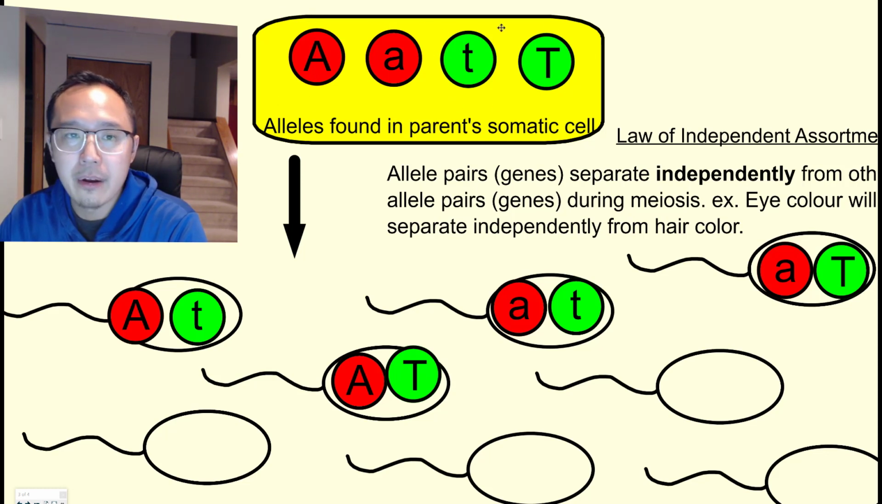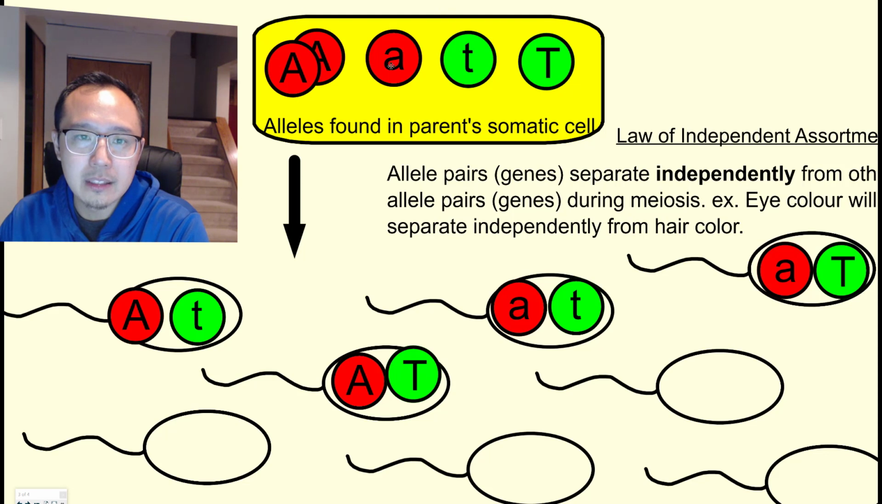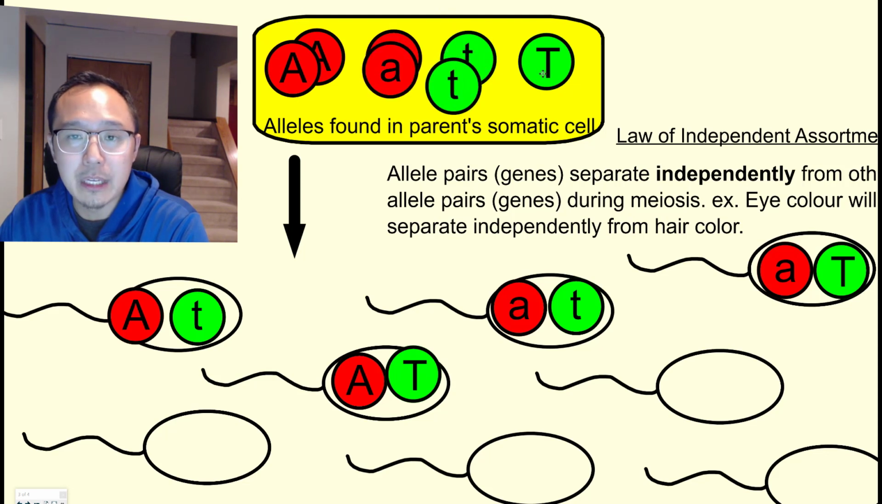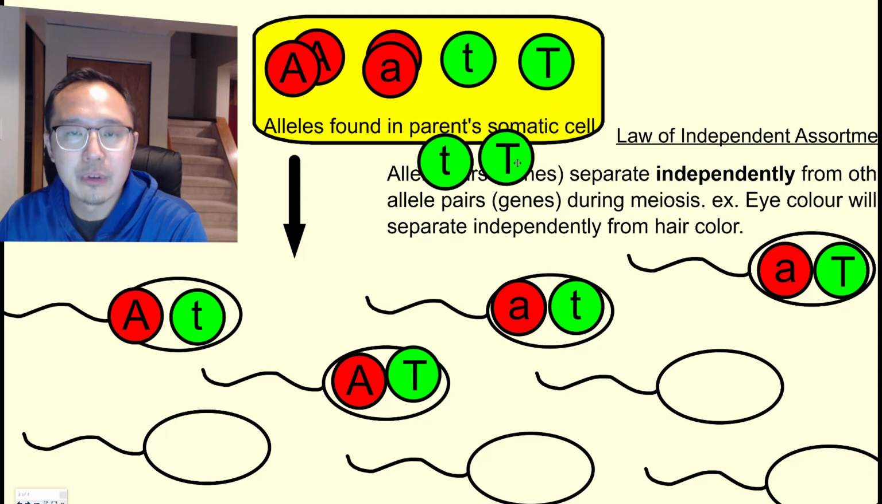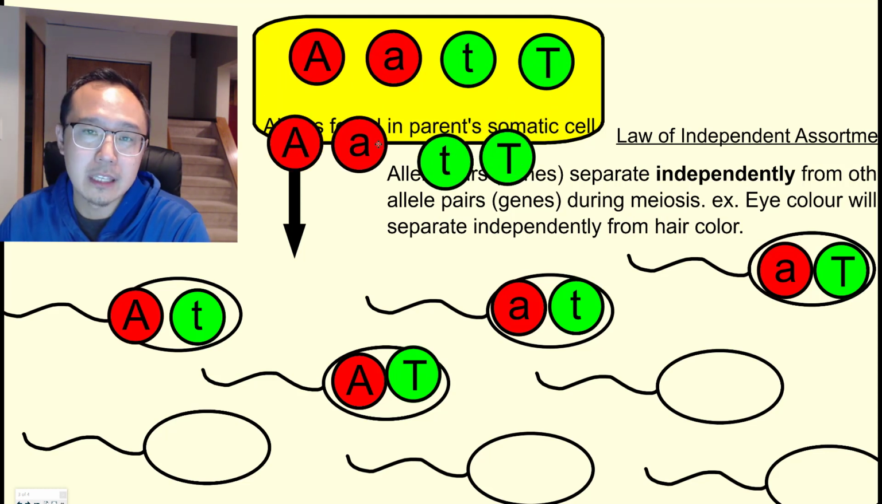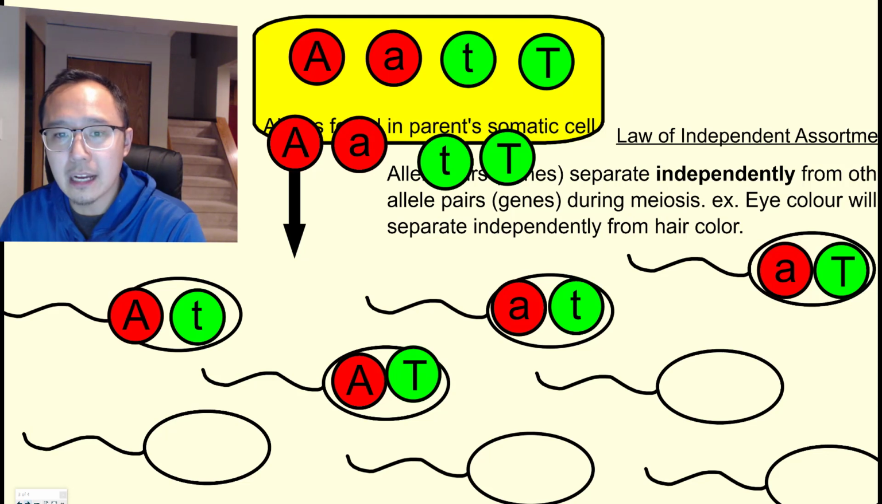This is also an allele pair, and all these individual ones will separate from each other, independently from each other. That means that this one and this one will not be found in the same sperm cell, or this one will be, and this one will be found in the same sperm cell, because they have to separate independently. So that's your second law.